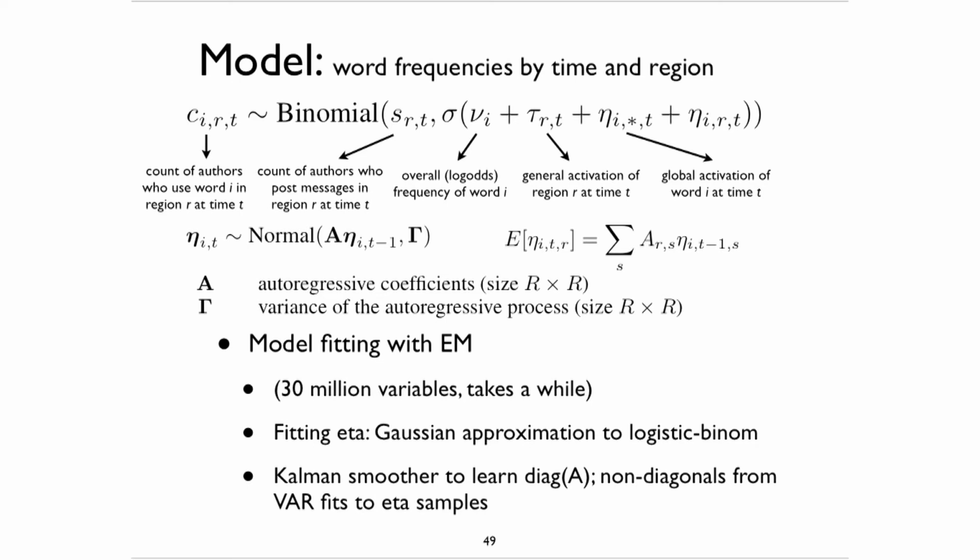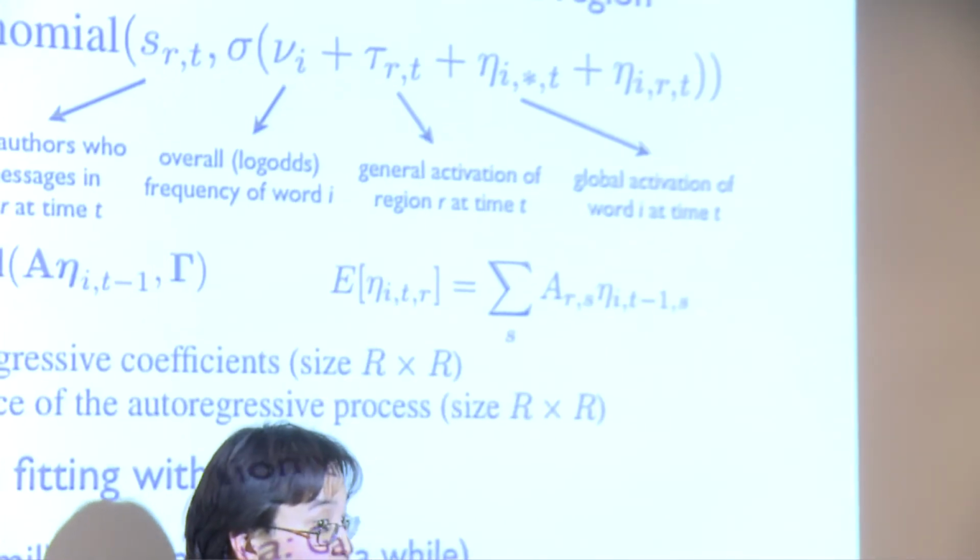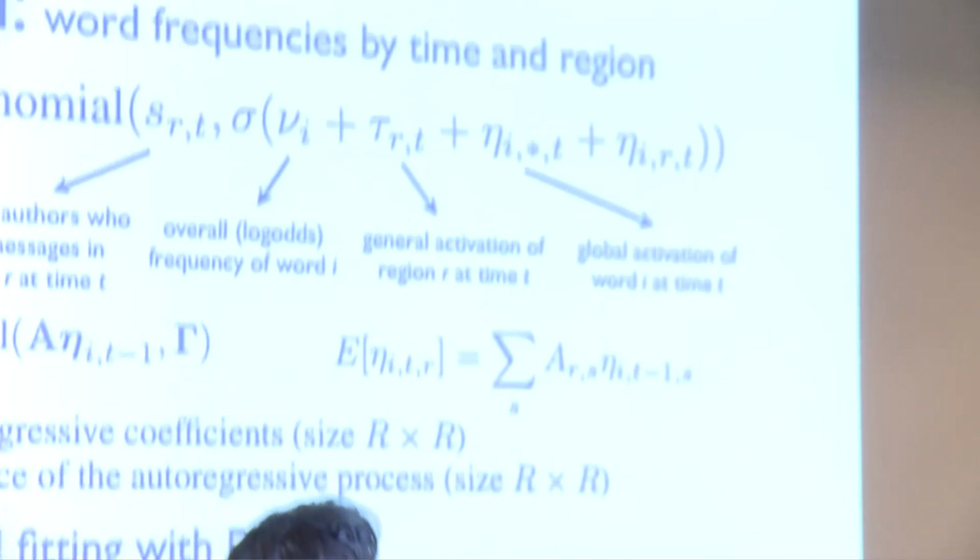The mean parameter is a logistic sigmoid, just a logistic regression sort of setup, where we're going to have an effect for the overall frequency of the word i across the data set, and an effect for the general activation of a particular region at a particular time. This is what controls for things like small cities. People tend to not tweet very much, they don't tweet many words at all, versus large cities might have much broader coverage of all words. This coefficient controls for some of that, and also for the fact that these samplings can change over time.